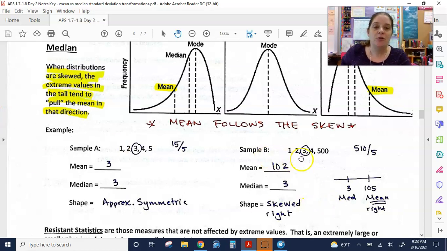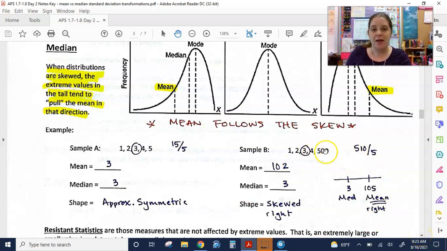On the other side here, I've got 1, 2, 3, 4, and 500. Okay, so wow, that's a big number. I add those up and divide by 5. I get a mean of 102 and a median of 3. So I would guess that since the mean is to the right of the median on a number line, this would be data that would show a right skew because the mean follows the skew. Now again, I am just taking a guess, but that's kind of how we would look at this.